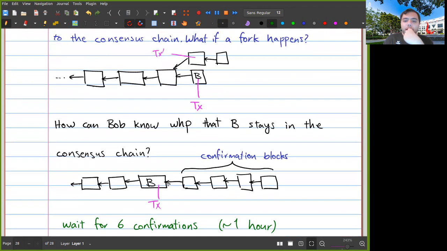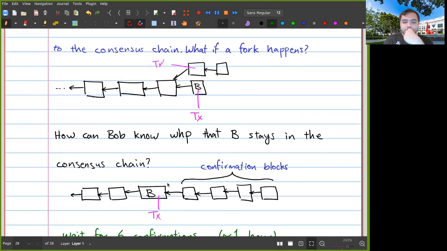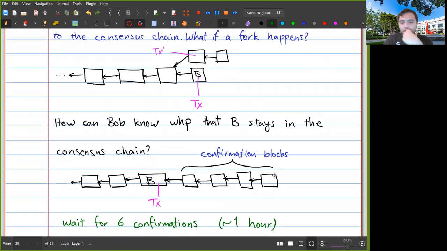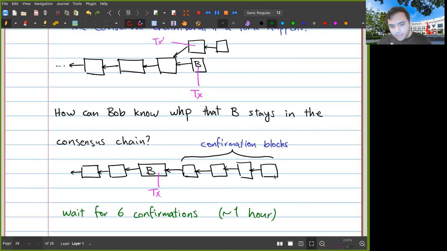So here's the thing. First of all, you don't need to wait for so many confirmations. Waiting for 6 confirmations is an old relic from a time where Bitcoin miners had much lower hash rates and forks were much more common than now. So nowadays, this is kind of historical.